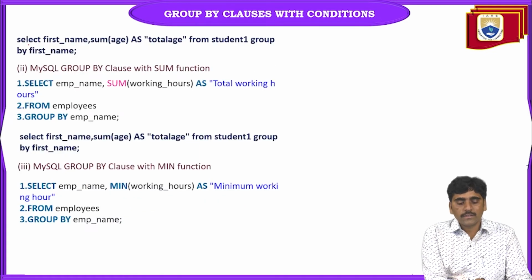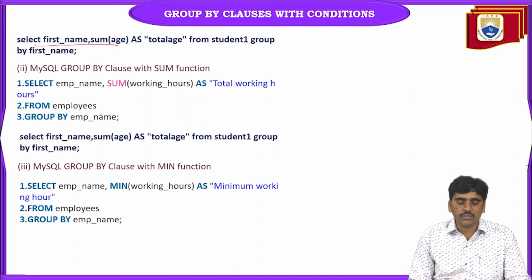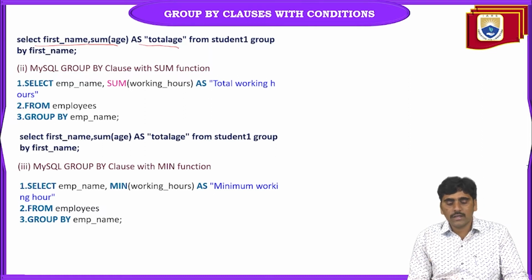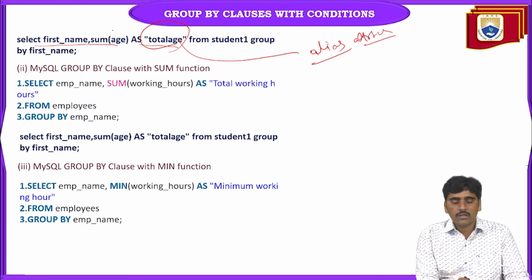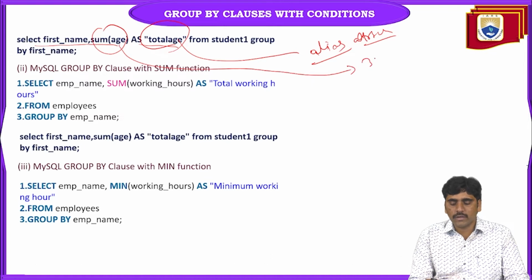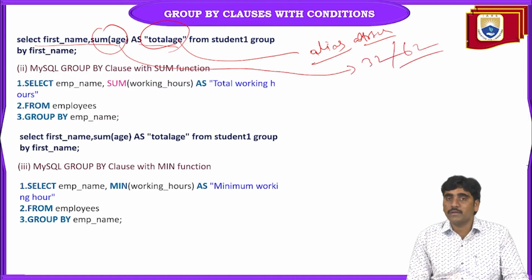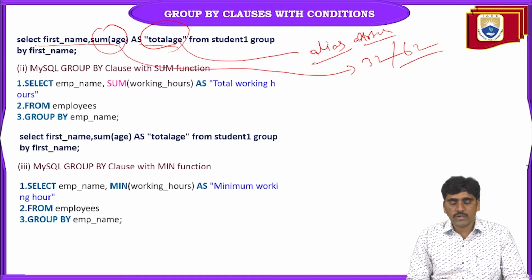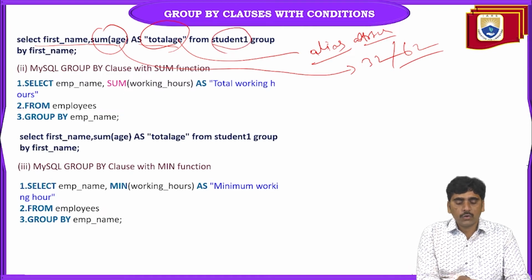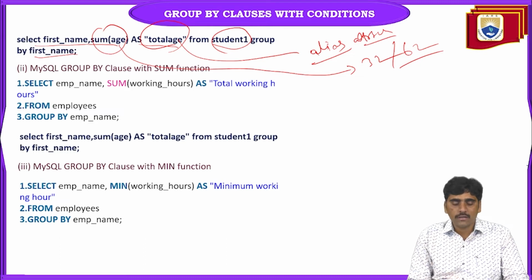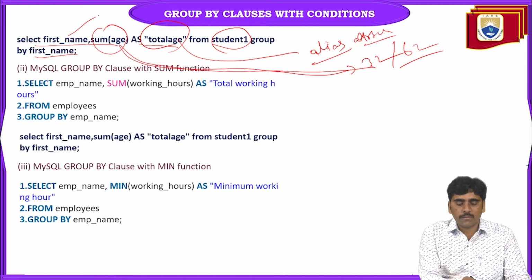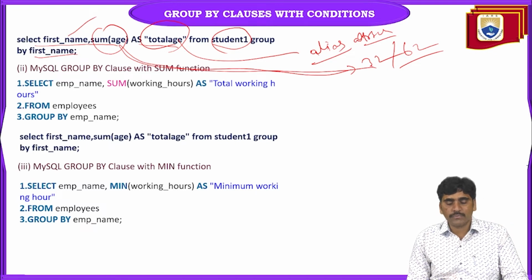Look at here: SELECT first_name, SUM(age) AS total_age, where total_age is an alias attribute. It displays the sum of the age values, 32 or 62 or whatever it may be, FROM the student1 table GROUP BY first_name. So it groups all the first names, takes the sum of all the ages, and displays the sum of age for each first name.